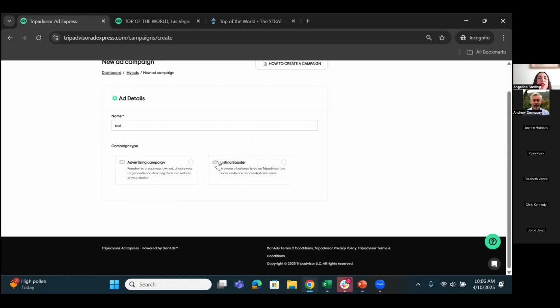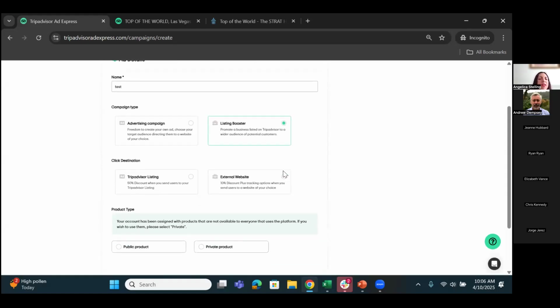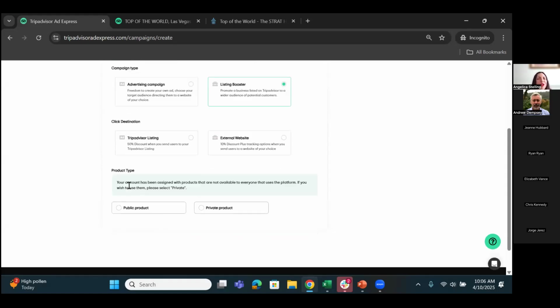Right, I'm going to focus on our listing booster product first. I think it's the easier or more intro option to using Tripadvisor Ad Express. So I'm going to click on this. Okay, first question, I know on everybody's mind: why are there two options? And second question, what do these discounts mean?